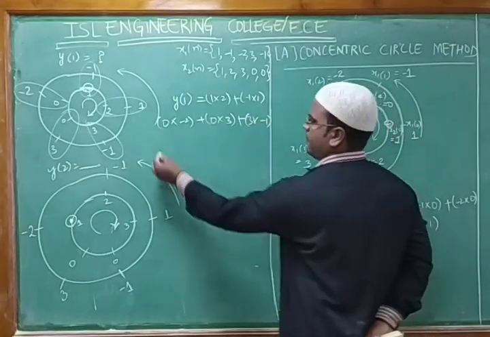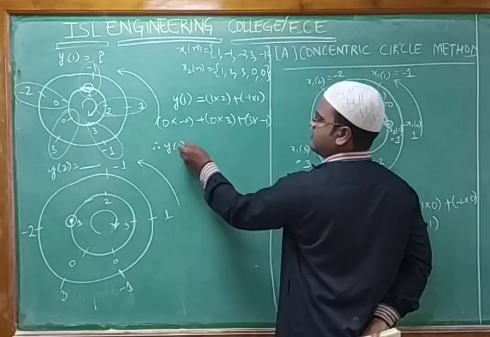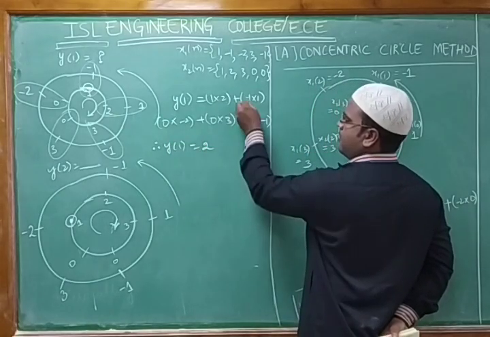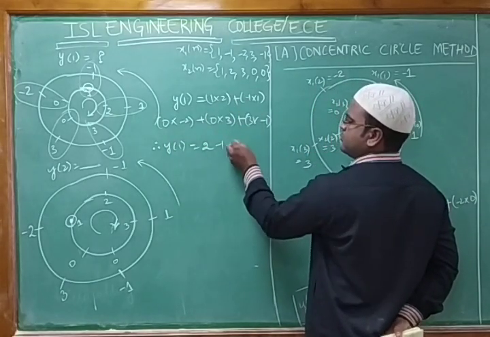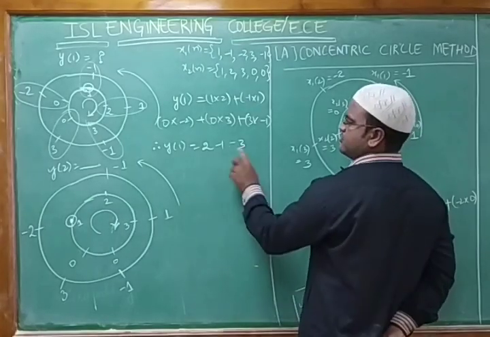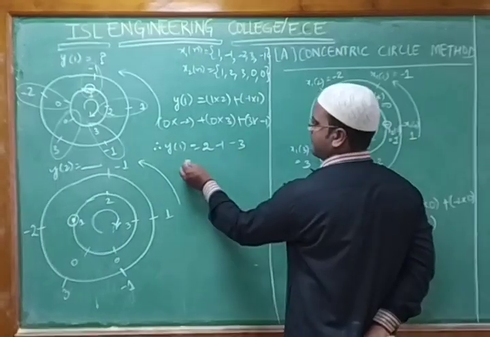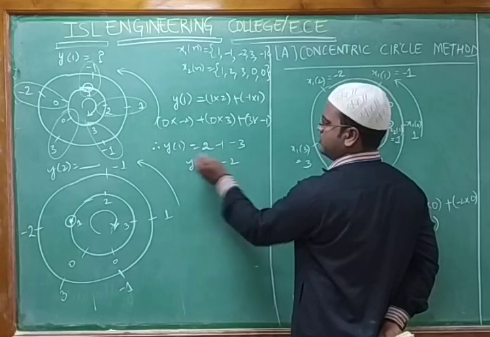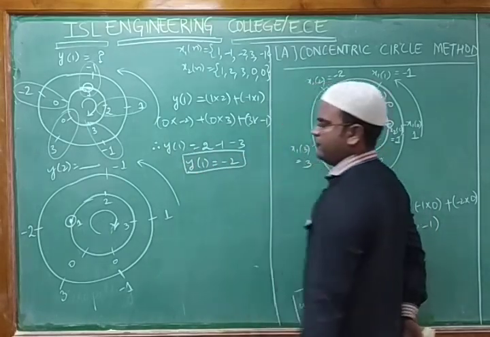So therefore y of 1 now, y of 1 is equal to 2 ones are 2, 1 ones are minus 1, this 2 are 0, so this is minus 3. So minus 1 minus 3 is minus 4. So from 2 you subtract it. So y of 1 would be minus 2. So we found y of 1.